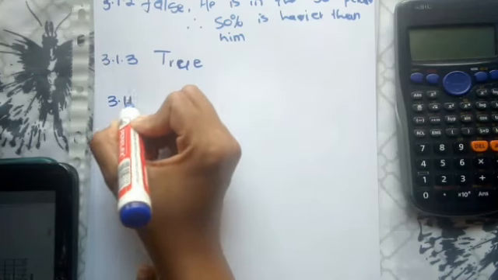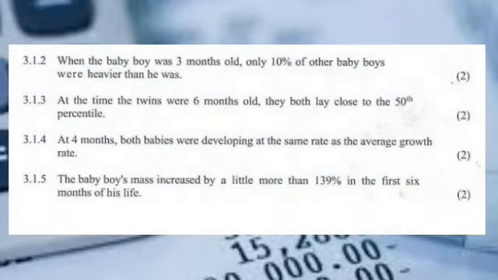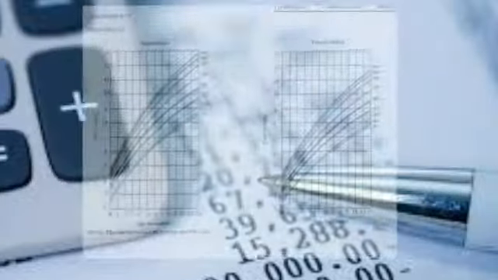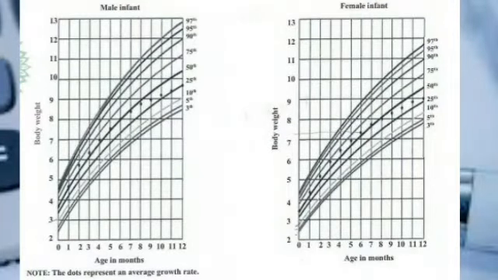And then in 3.1.4, at 6 months old, both babies were developing at the same rate as the average growth rate. So at 4 months old, the boy was 7.0 and the girl was 6.4. Going back to the growth charts, we see there's a little note under the male infant chart. It says, note, the dots represent an average growth rate. So when we are saying they are growing at the same rate as the growth rate, we are saying that at 4 months, all of their weights fell right on top of the dots. So they have to be right on top of the dots.